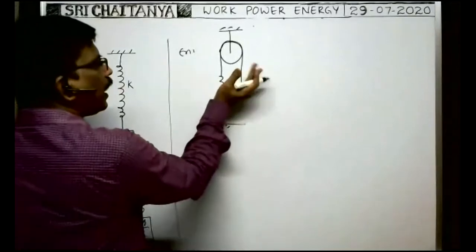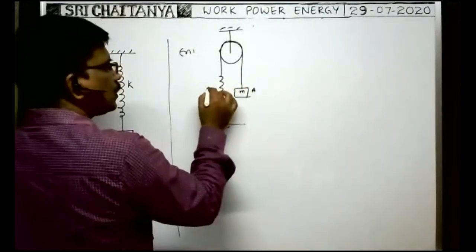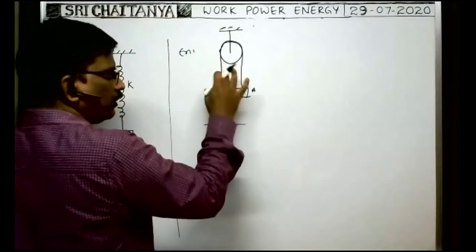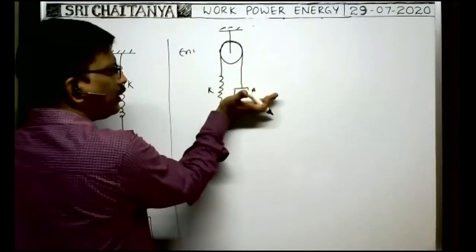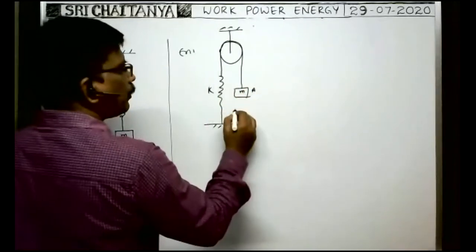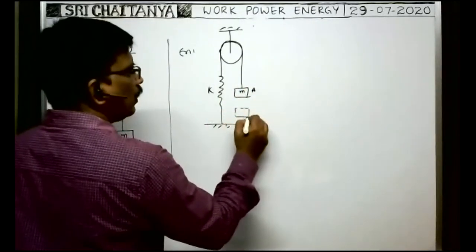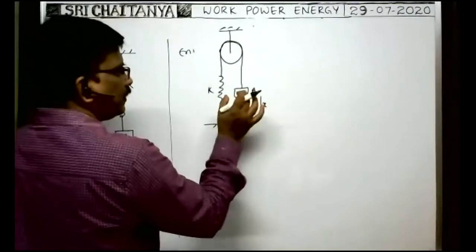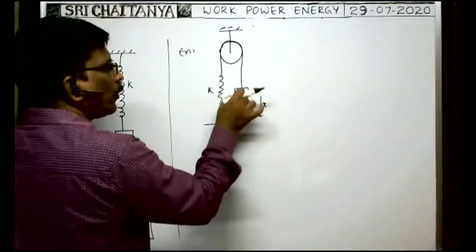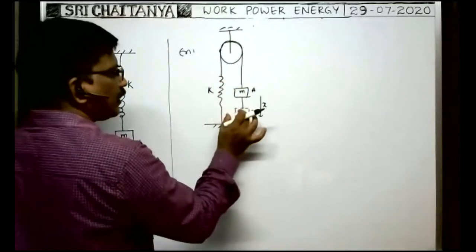At first, whenever the block is here at A, there is no extension in the spring. There is no extension or compression in the spring. Now, whenever the block is slowly released like this, then whenever the block comes to this position B, so that the displacement of the block is x, then the block does not move upwards or downwards. That means the block is under equilibrium.